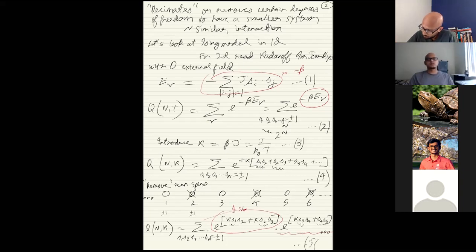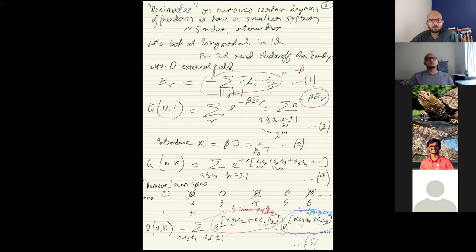S2 shows up only here. Similarly, S4 shows up only here. And we know that S2 can take only two values, +1 and -1. Similarly, S4 can take only two values, +1 and -1.